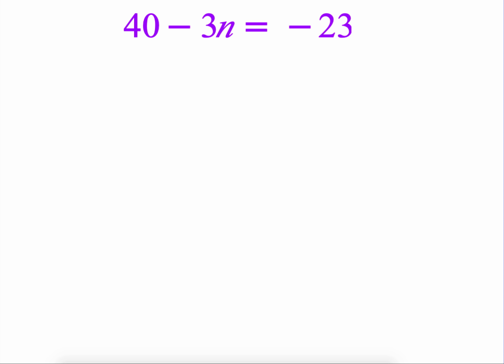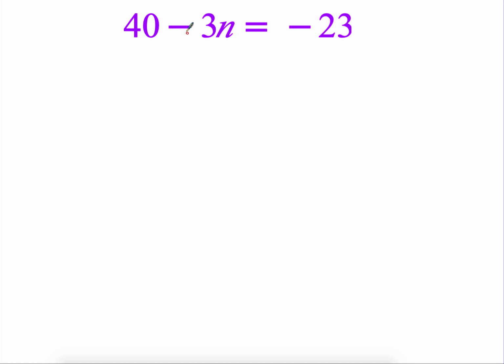So if you want to try this one already on your own, give it a shot. Pause the video. Try it. There's no harm in doing that. Okay, so first I want to undo my addition and subtraction, or I want to undo my constant by using addition and subtraction. The constant's the number that doesn't have a variable attached. So right here, this 40 is my constant. This 40 is just being added or subtracted with this 3n here.